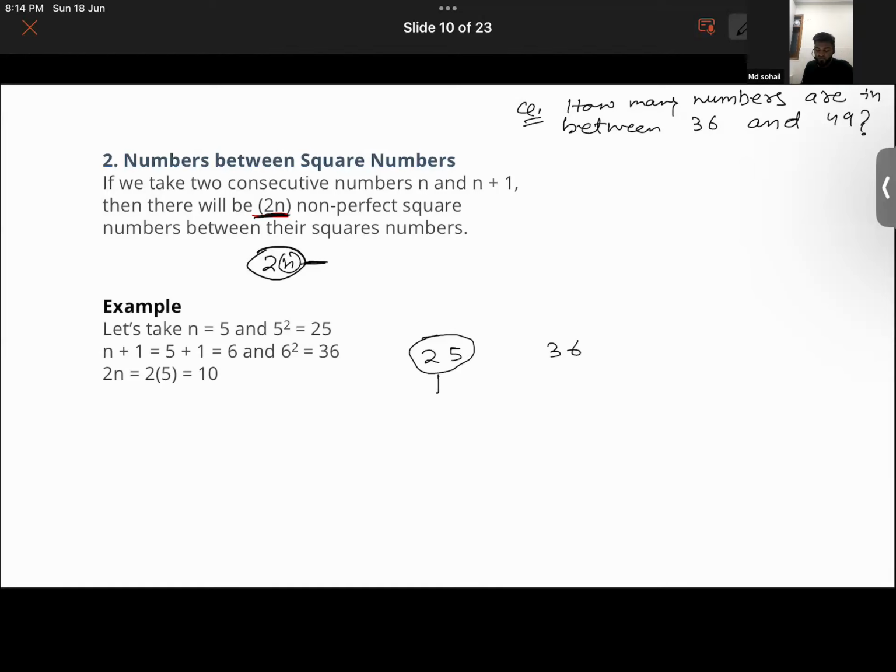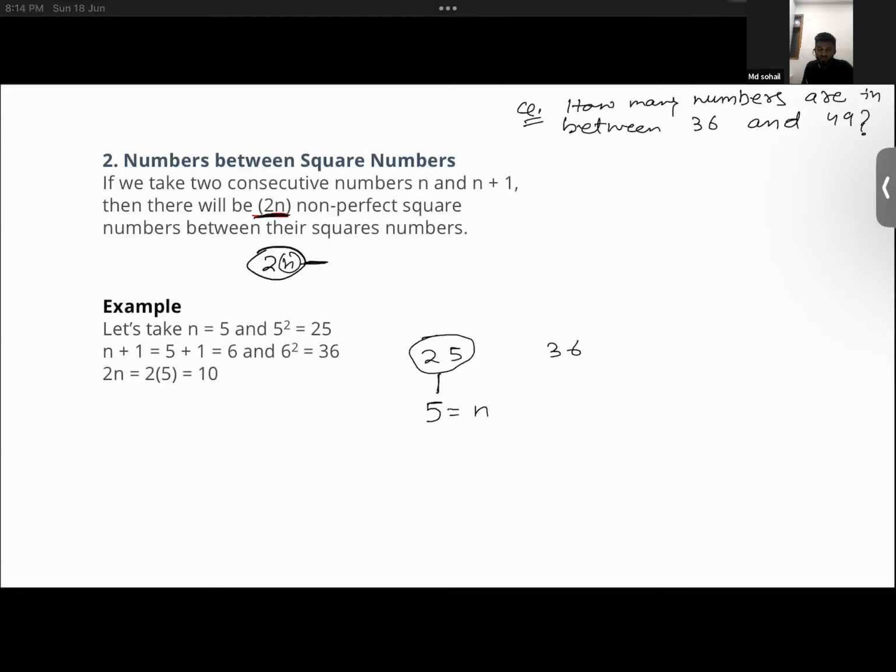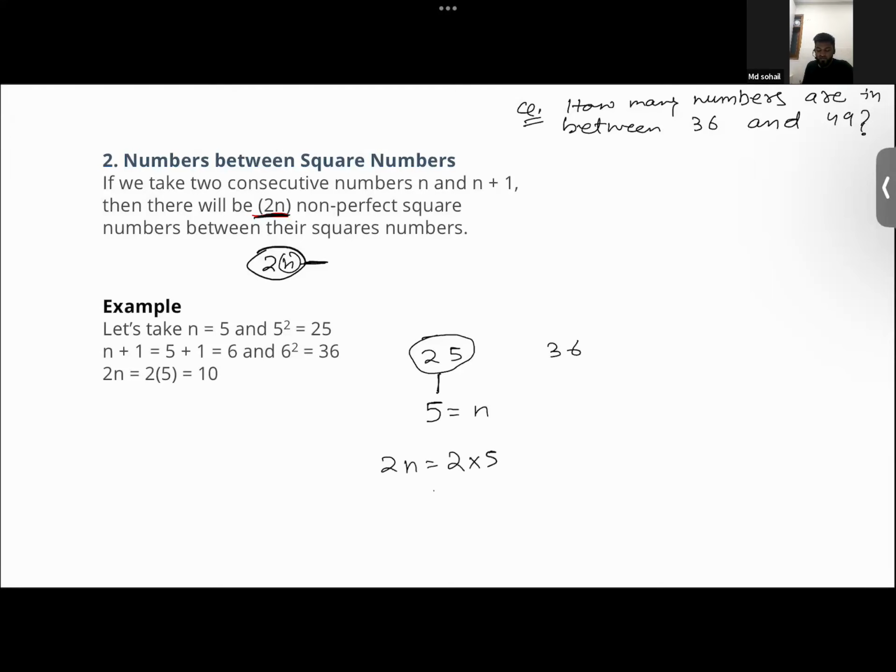So 25 is the square of which number? It is of 5, isn't it, Ahmed? Yes, sir, 5. So this 5 represents n here. Now you will simply put the value of n in 2n. So 2n means 2 multiplied by 5, that gives you 10. Got this now?